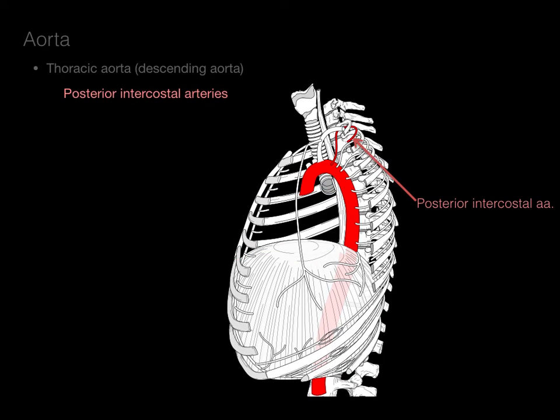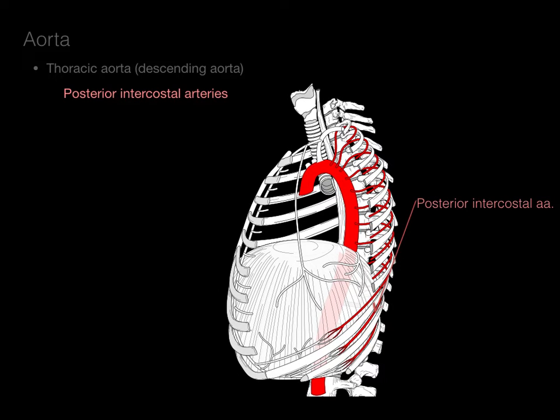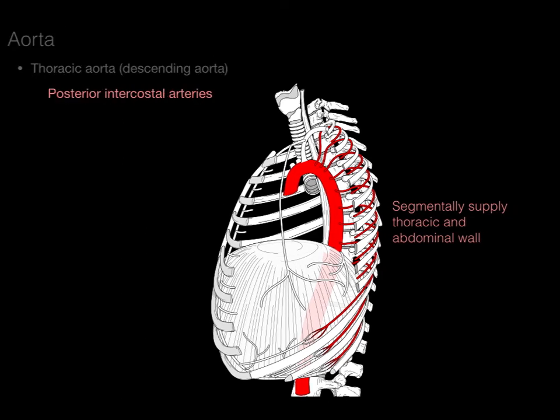Now watch what happens. Coming off the thoracic aorta, segmentally, we have these posterior intercostal arteries. Those arteries are segmentally supplying the thoracic and abdominal wall, the intercostal spaces, so intercostal muscles, abdominal wall muscles, and so forth. That's one of the functions of the thoracic aorta.